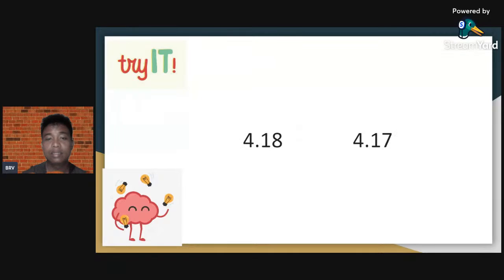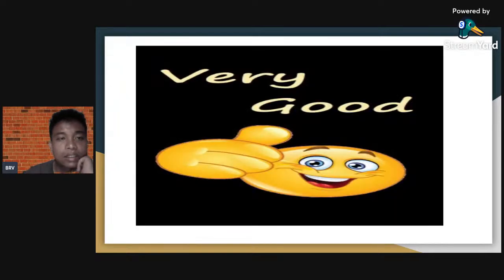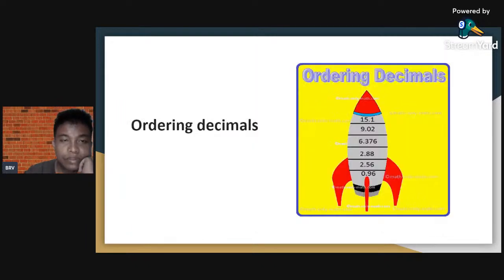Very good. How about the next one? Try to compare these two decimals. Okay, so the answer is 4.18 is greater than 4.17. How about that one? Very obvious, they are equal. Okay, very good. So you really understand the topic on how to compare. Now, let's move on to ordering decimals.